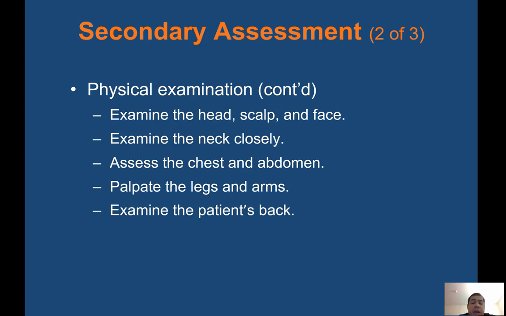And then assess the chest and abdomen. Is it equal chest rise and fall? Okay, and then palpate the legs and arms. Examine the patient's back. Do you see any injuries? You're palpating the spine as well.